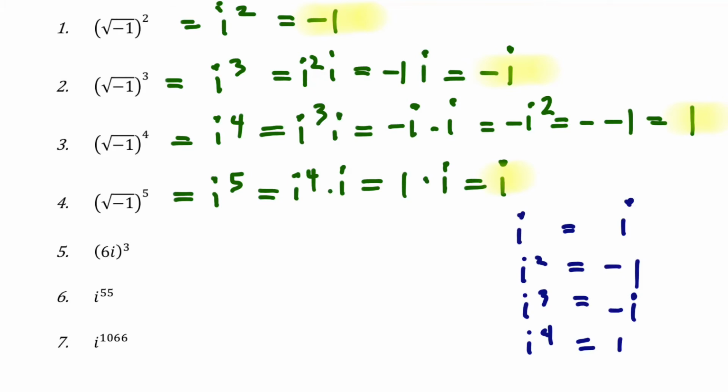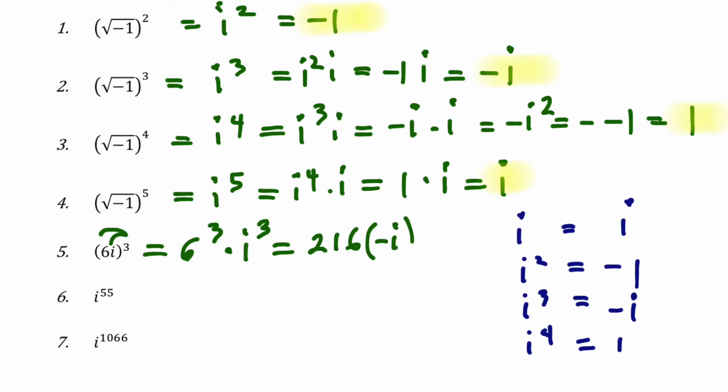So let's look at number 5. So I'm going to distribute that 3 to the 6 and then also to the i. So that's going to be 6 cubed times i cubed. 6 cubed is 216, and i cubed is -i. So if I multiply that out, I'm going to get -216i.